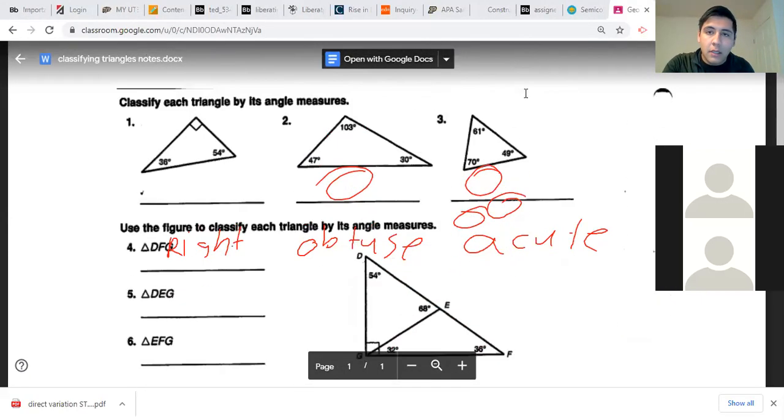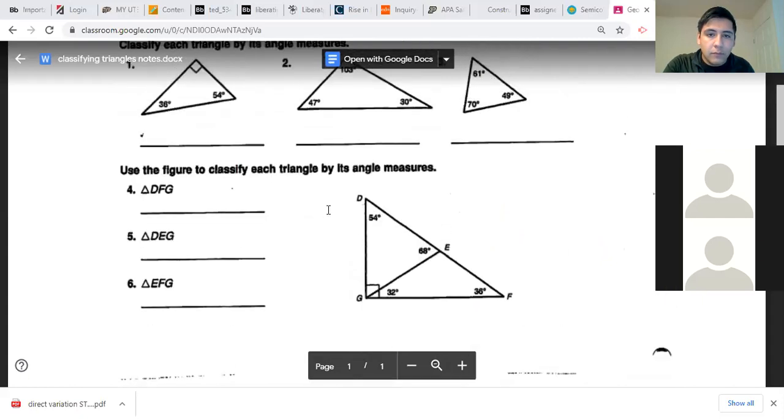Okay. Let's look at another example where we have D. It's asking, what's triangle DFG? If we're looking at the entire thing, DFG, what kind of triangle? It's a right triangle. Okay. What about DEG? Let me do that with another color. Obtuse.